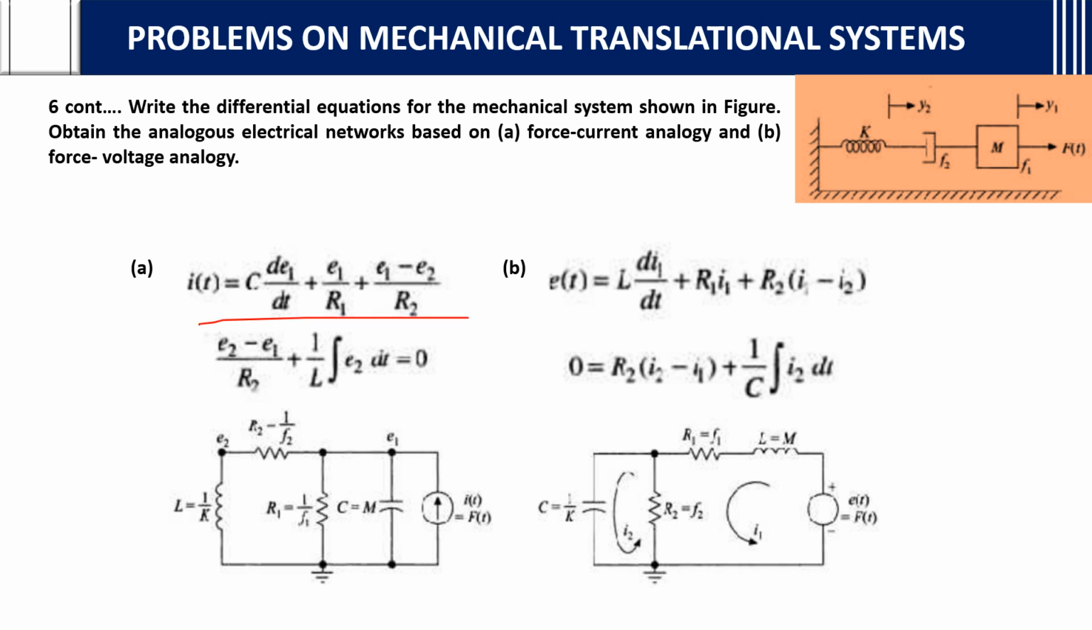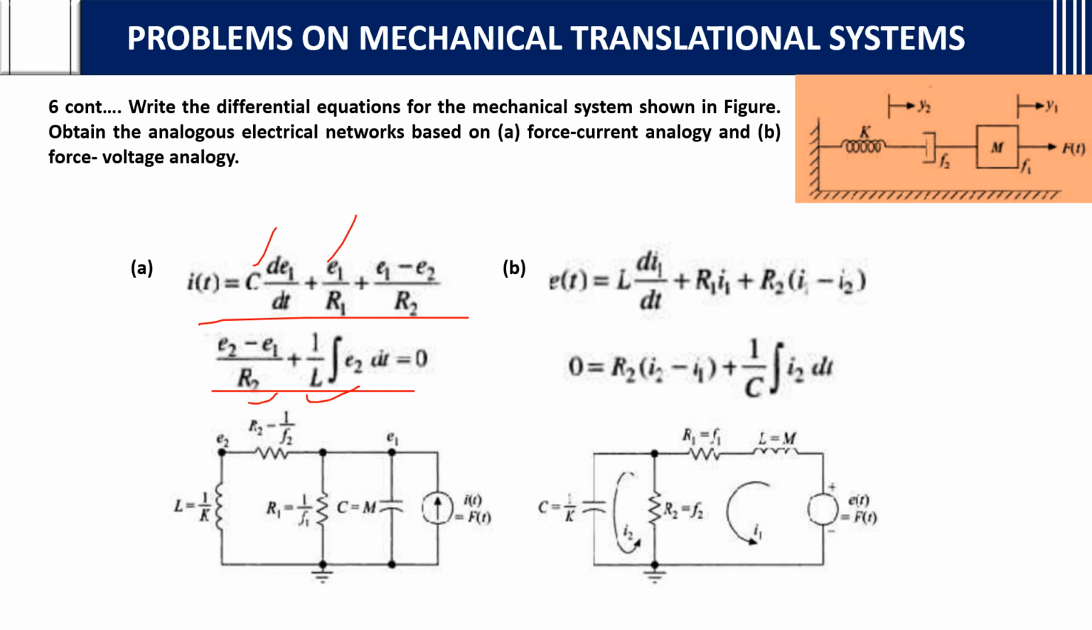From the main equation you have converted into electrical equations like F as I, M as C, and then the dashpot, that is F1 as 1 by R1, F2 as 1 by R2. Right. Then from that, what you have done? E2 minus E1 by R2, F2 as 1 by R, and the spring element as 1 by L. Understanding? So in this way you have converted.